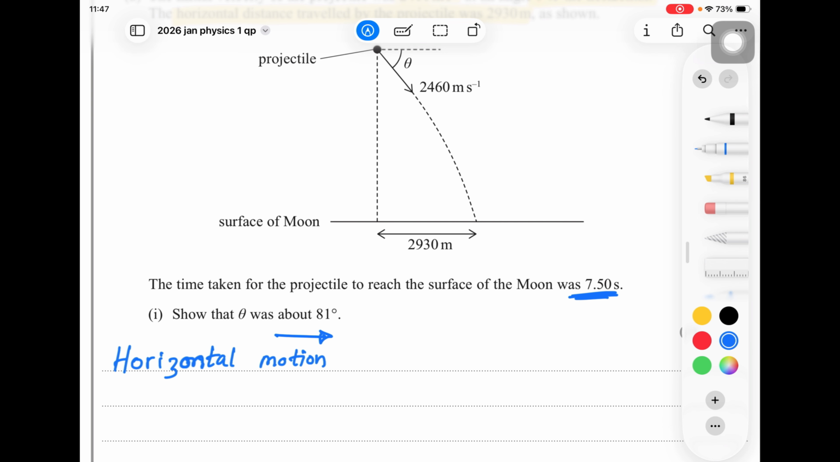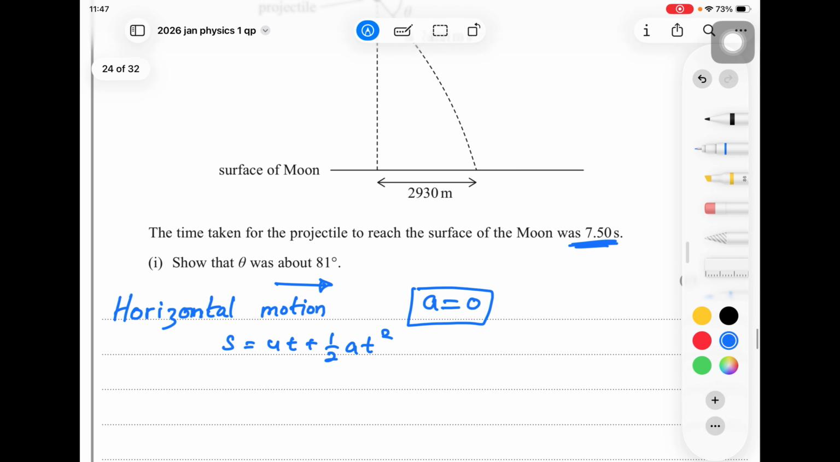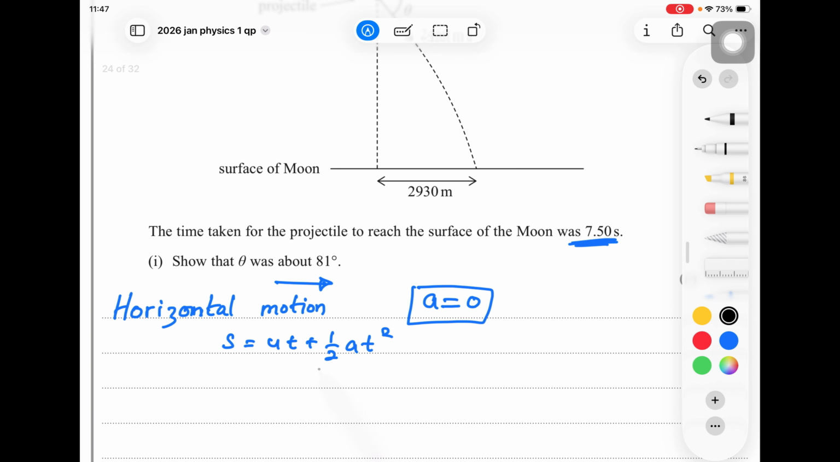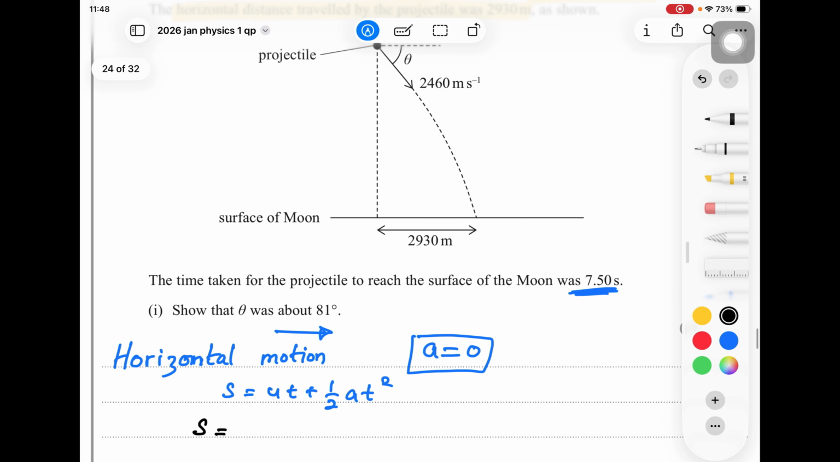For this, you can apply the very famous equation, S equals ut plus half at squared. What we can see here is that in the horizontal motion a equals 0. So you can disregard that part and just write S equals ut as well. But I'll just keep it, rather than being confused whether we can use it or not.